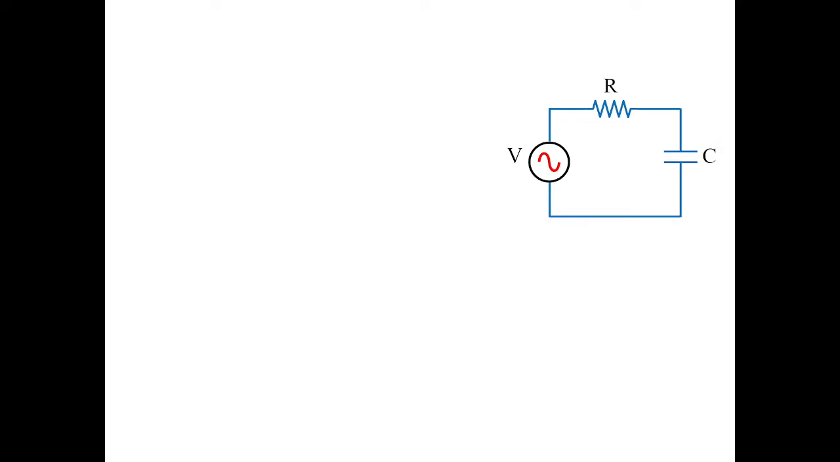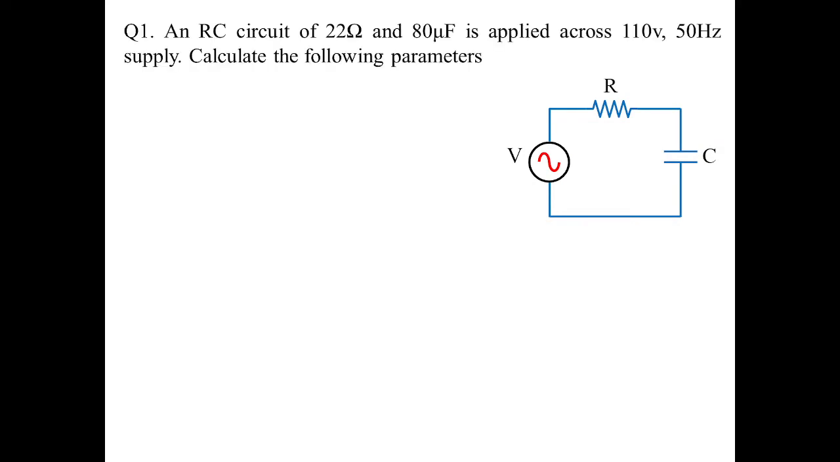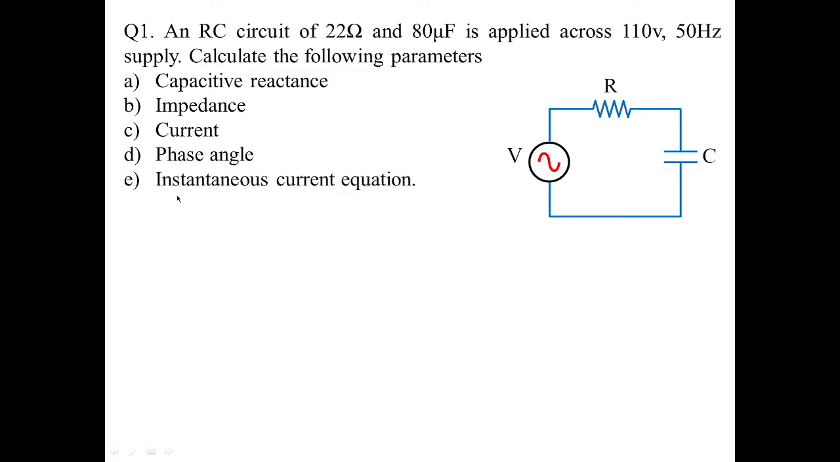So we'll start off with the basic problem of an RC circuit applied to AC. Here you can see an RC circuit of 22 ohms and 80 microfarads applied across a 110 volts 50 hertz supply. We need to calculate capacitive reactance, impedance, current in the RC circuit, phase angle, and instantaneous current equation. We have seen this kind of numerical in our previous classes, especially the problem involving the RL circuit. So let us solve the circuit.